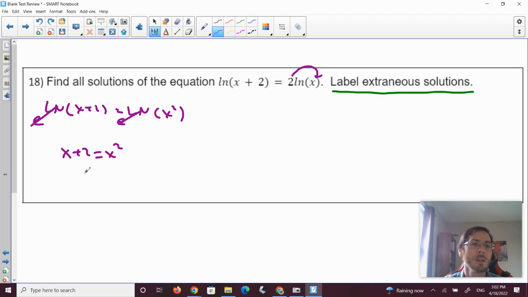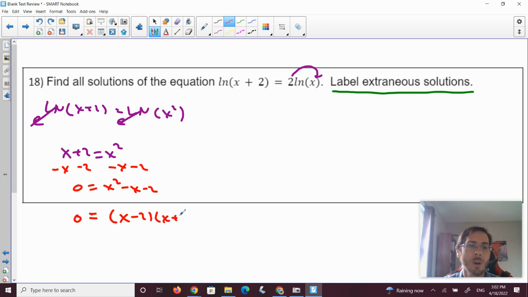equals x squared. And now I see I have an x squared equation, so I solve this like we did in Unit 2. We'll throw everything on the same side, so 0 equals x squared minus x minus 2. So 0 equals, multiplies to negative 2, adds to negative 1, x minus 2, x plus 1, x equals 2, x equals negative 1. So these are my two solutions.